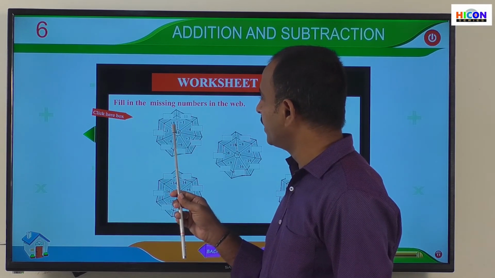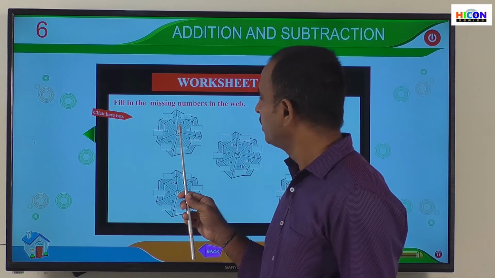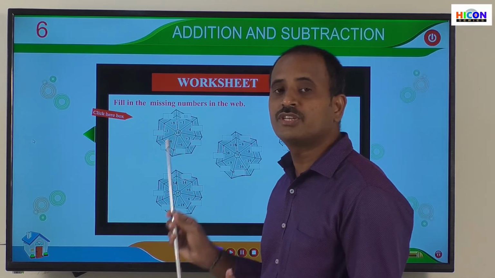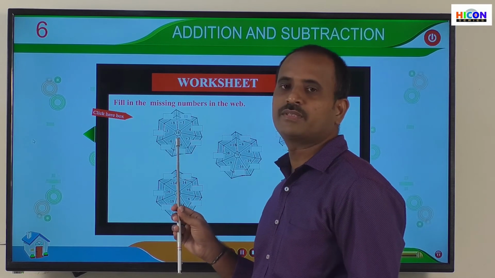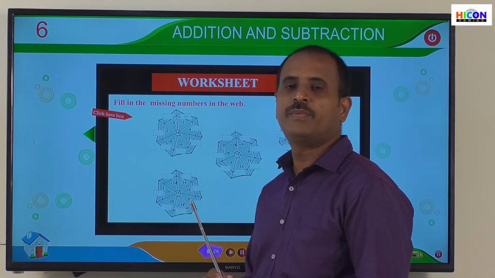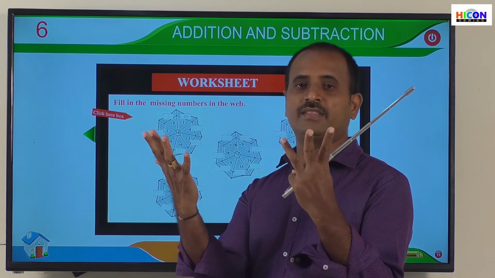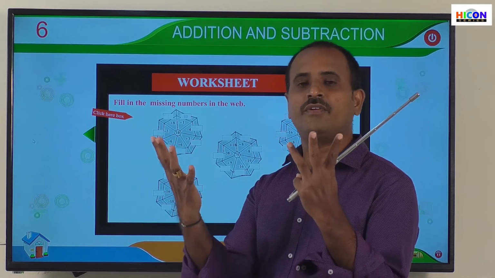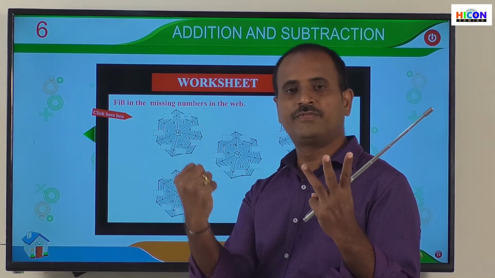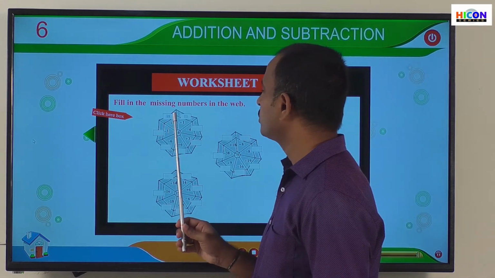Here the next number is 8 and the symbol is plus. Plus means addition. Add 8 to 10. How much answer will you get? How can you add these numbers? Open 8 fingers and count after 10. Open 8 fingers: 1, 2, 3, 4, 5, 6, 7, 8. These are the 8 fingers, and start counting after 10. After 10: 11, 12, 13, 14, 15, 16, 17, 18. So write 18 in this box.